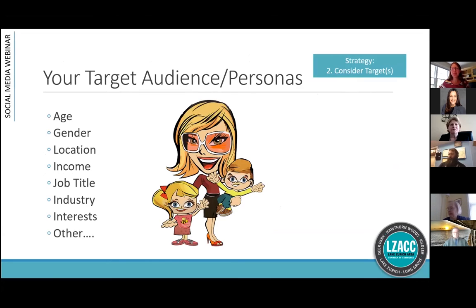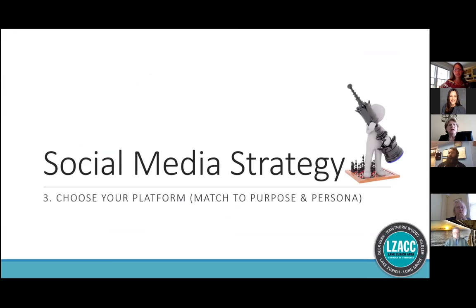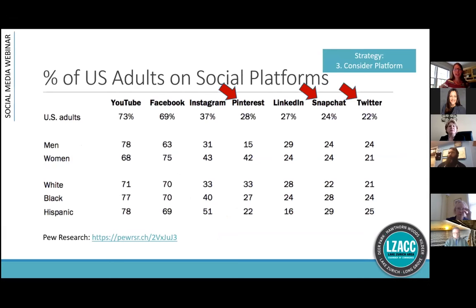Yeah, so a couple slides ago, we defined persona, and these are just a few of the characteristics that make up your target audience or persona. Things like age, gender, location, income. You see that little graphic, maybe that's Megan the mom, she's got 2 kids. You want to think about who you're targeting, and that will determine what platforms you use and what type of content you post. Okay. All right, let's talk about choosing that platform.